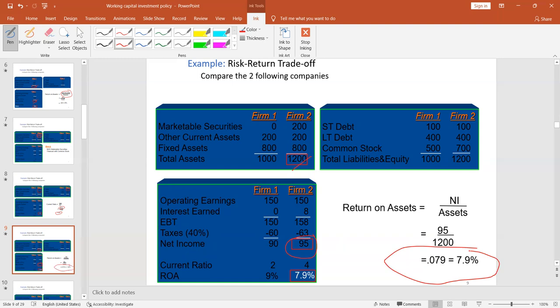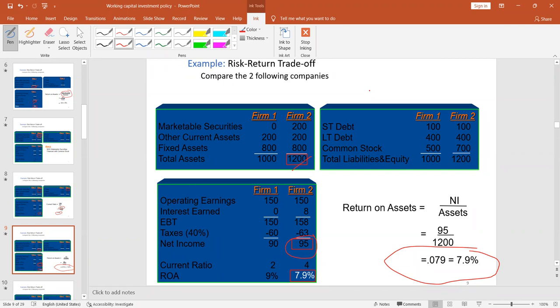Now you see, which firm is taking more risk? Firm 1, sir. And which firm has higher return on assets? Firm 1. So it means if you take more risk, you will have more return. If you take lower risk, you will have lower return.